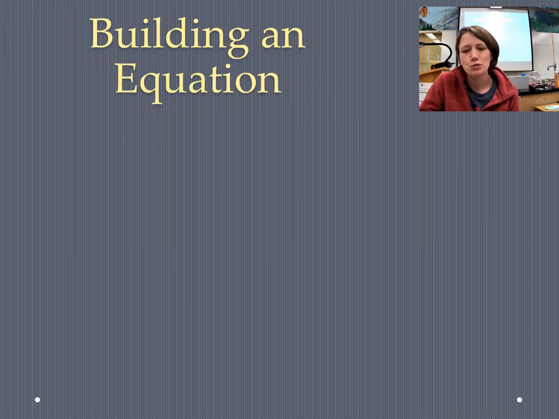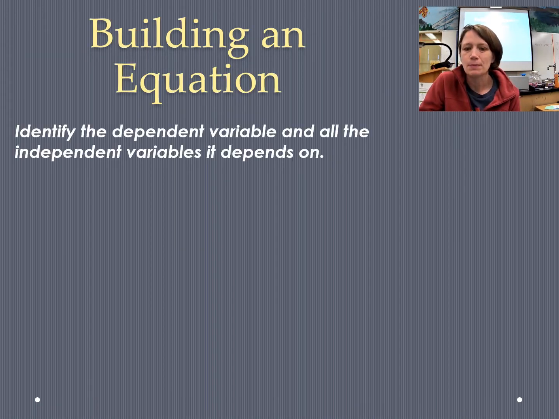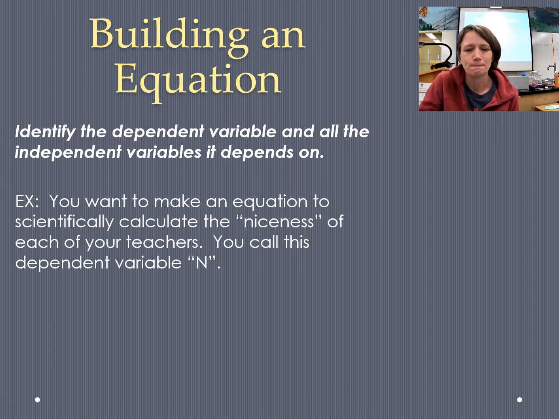So there's really two steps to building an equation. Step number one is to identify the dependent variable that you are interested in learning about or understanding better, and all of the independent variables it depends on. So coming up with the dependent variable is usually the easy part because that's your research question, it's what you want to know. It is trickier to figure out all of the things it depends on. Sometimes there's some secret little hidden things, but at least in this class, we're going to keep it pretty straightforward.